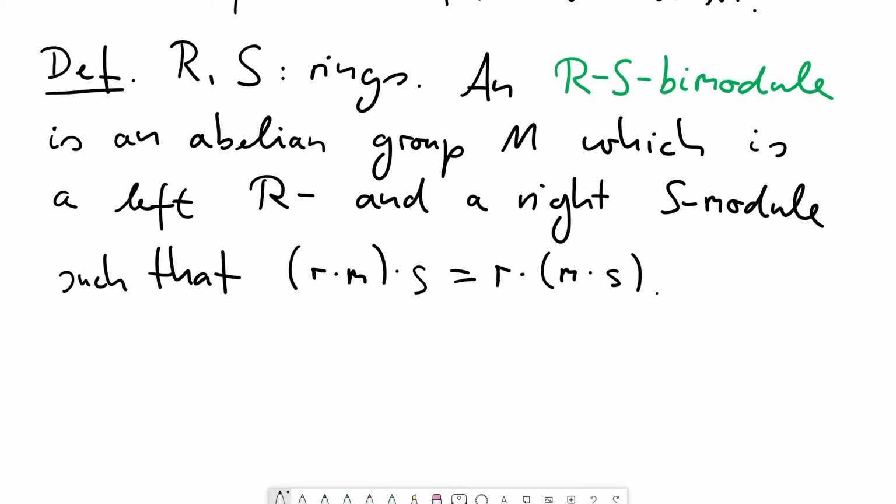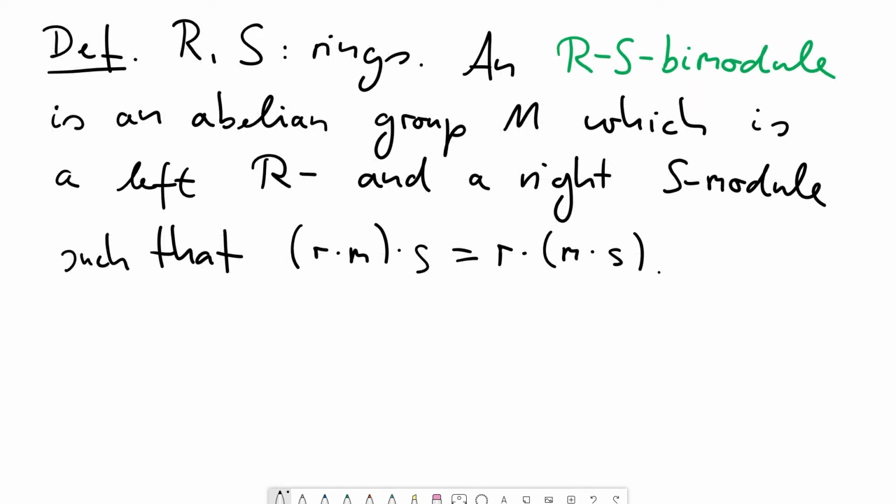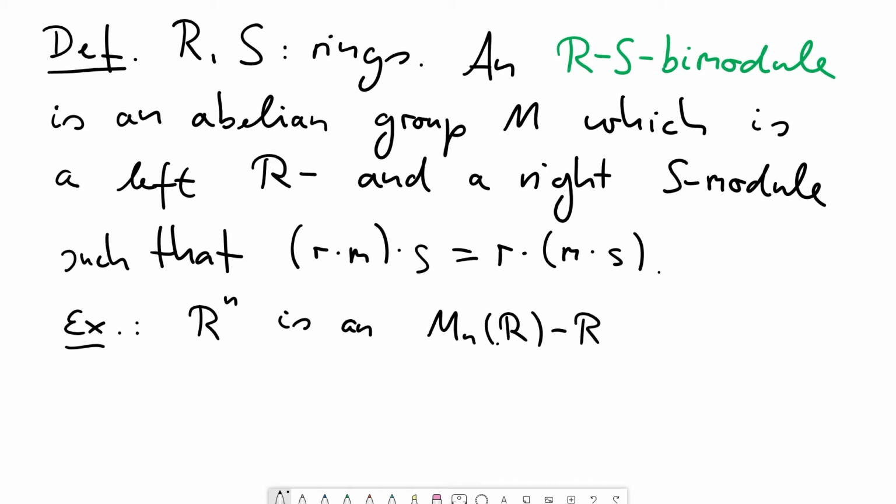Okay, so it's a very natural definition. And let's look at some examples as usual when we introduce a new object. So whenever I have some ring R, then I can take the n-fold product of this ring, and this then becomes an M_n(R), so the matrix algebra of n by n matrices with entries in R, module from the left and an R module from the right, so an M_n(R)-R bimodule.